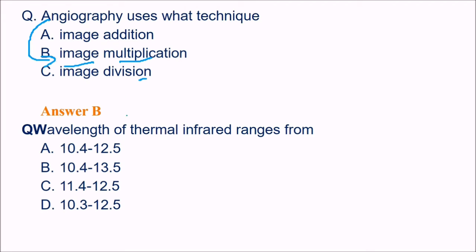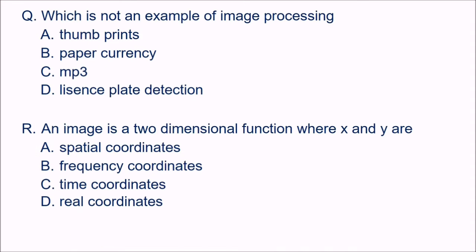Wavelength of thermal infrared images, thermal IR, TIR. The answer is A, 10.4 to 12.5. Wavelength of thermal IR is 10.4 to 12.5.